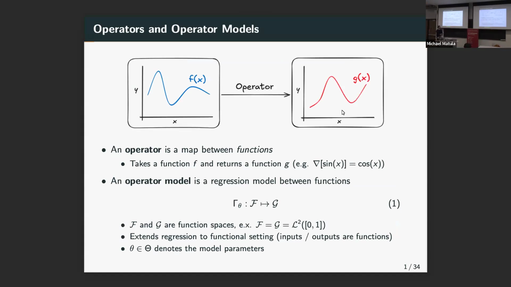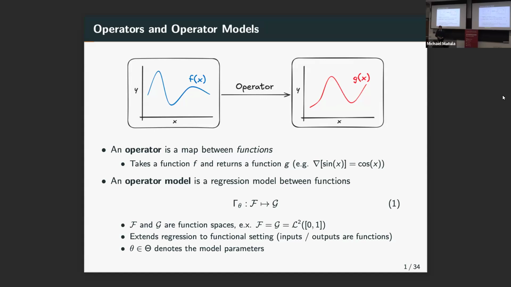First of all, in order to dive right in, let's talk about what an operator is and what an operator model is. An operator is a map between spaces of functions, meaning that if I give it one function, it will return another function. Operators are something we use all the time. For example, a differentiation operator: if I give it a sine wave, it will return a cosine wave. More generally, I can think of an operator as taking a function like f, the blue function here, and returning another function g, like the red function here.